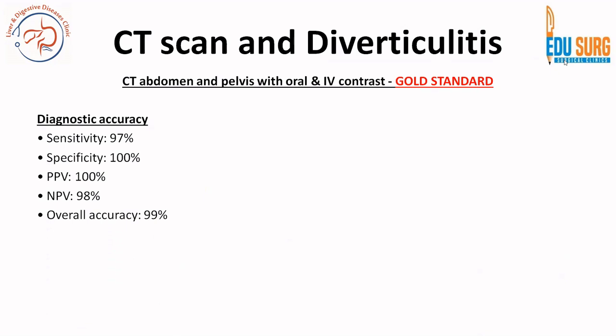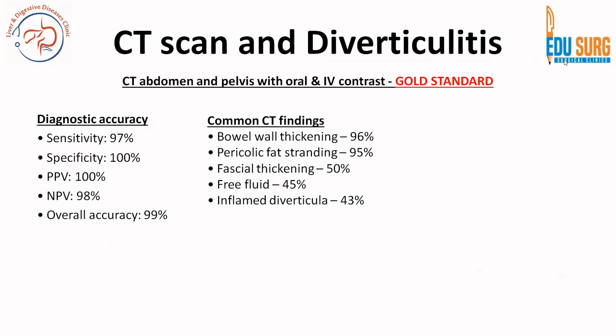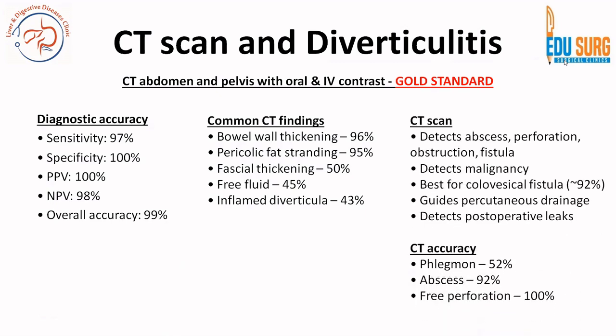However, when you see a CT scan, don't limit yourself to seeing only the left lower quadrant. Also look at other pathologies in that area, and that is something that is very important. Overall accuracy of a CT scan done properly for diverticulitis is 99%. Common CT findings, you can see bowel wall thickening and pericolic fat stranding in more than 90% of patients, fascial thickening in 50%, free fluid and inflamed diverticula in around 40 to 45% of cases.